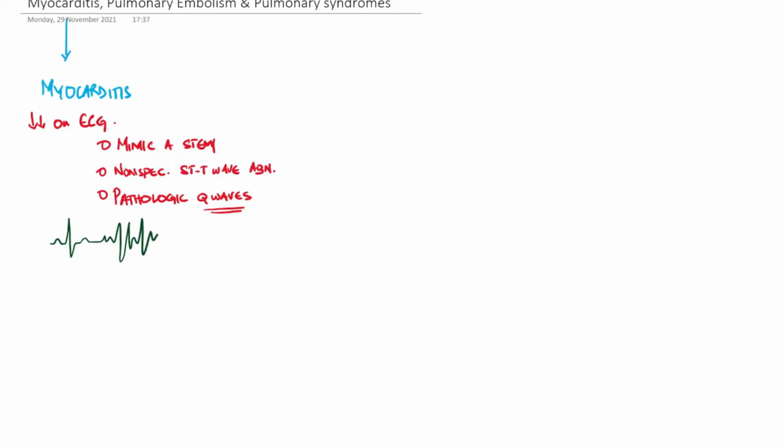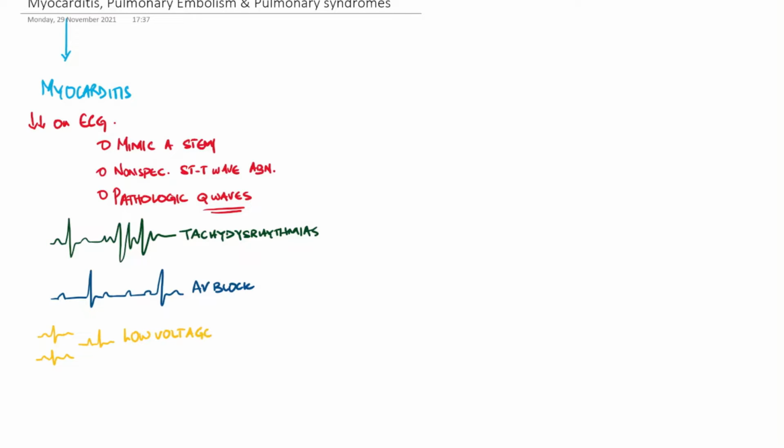The other findings of myocarditis on an ECG are that it can present with tachydysrhythmias. Alternatively, it can also give you atrioventricular blocks as well. Another finding of myocarditis on an ECG is going to be the fact that you will see low voltages, similar to how you saw in pericarditis.